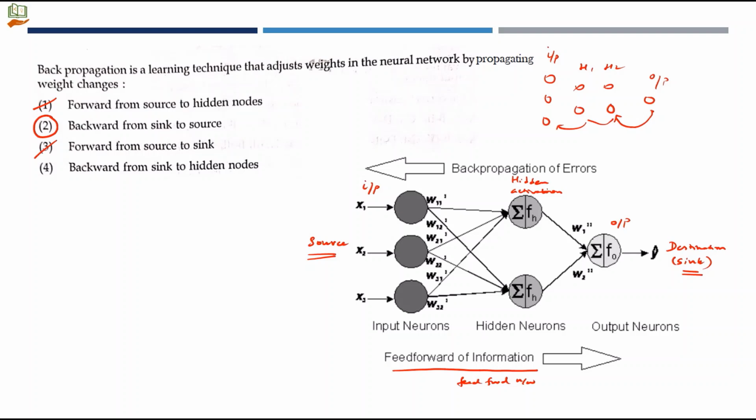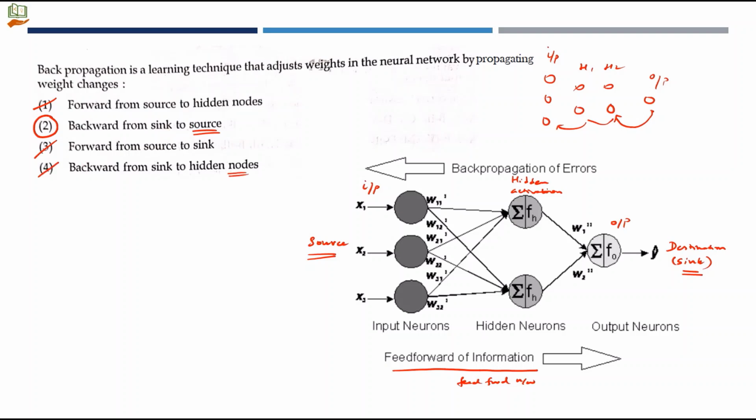Whenever we are backpropagating the error, this will ultimately go to the input layer step by step. If there are multiple hidden nodes in between, we may send it to the hidden layer, but ultimately it will be propagated to the input layer only. The source will be the ultimate receiver. So we are going with the option sink to source and we are not marking sink to hidden nodes.